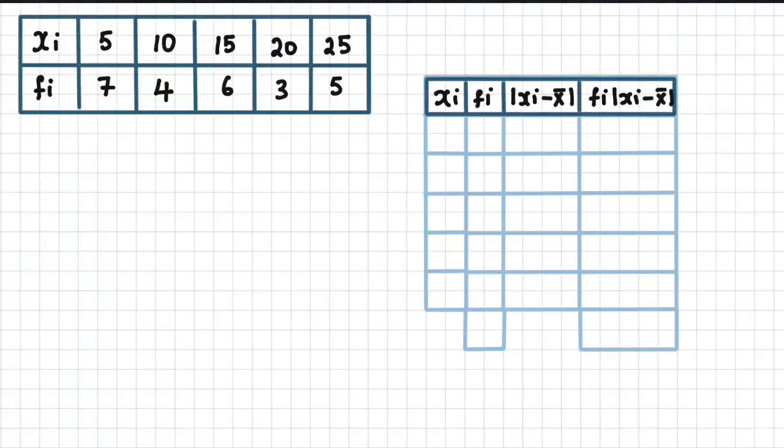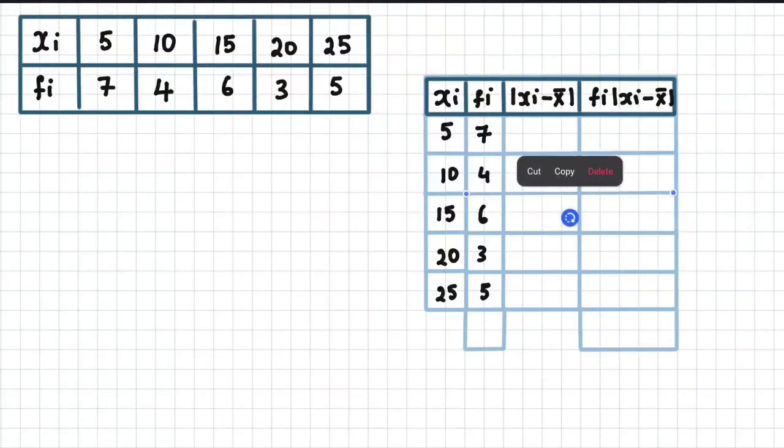The next step is, they've only given the values of xi and fi, so just fill those values in these columns. The values of xi are 5, 10, 15, 20 and 25. The values of fi are 7, 4, 6, 3 and 5. And here we have modulus xi minus x bar. We have the values of xi, but we don't have the value of x bar.